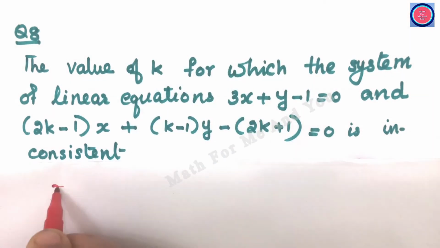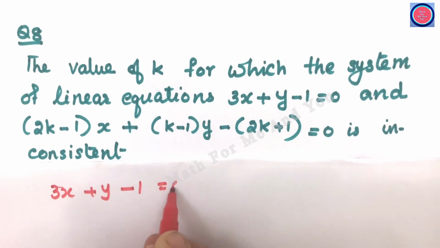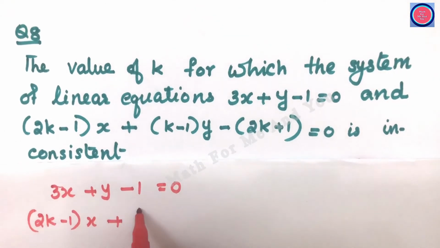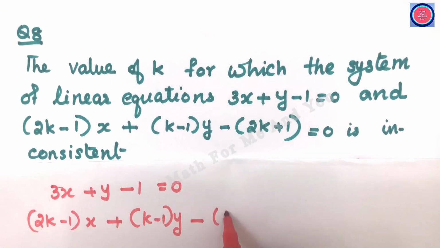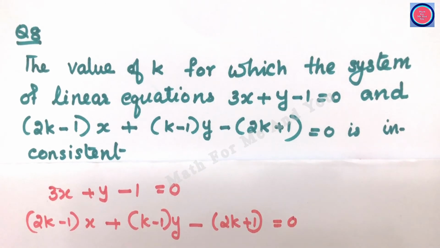So first we have to write the equations in standard form. Both these equations are in standard form. So we can just copy them down. 3x plus y minus 1 equals 0. Then the second equation is (2k minus 1) times x plus (k minus 1) times y minus 2k plus 1 equals 0. Now we have to write down the ratios.